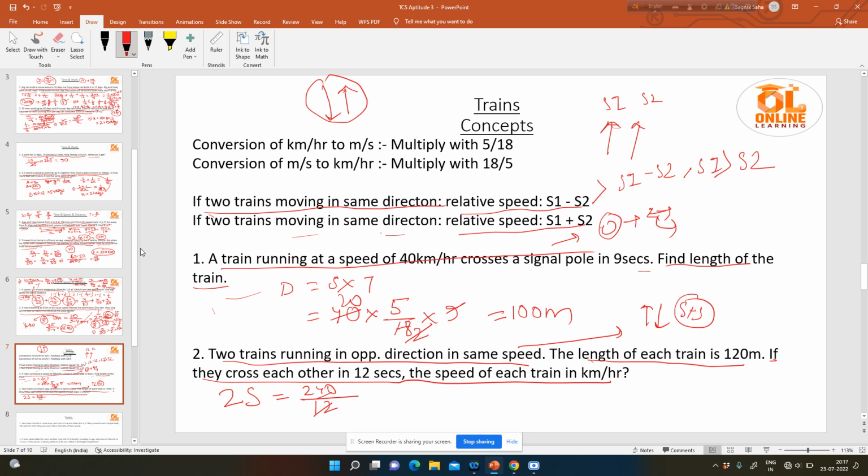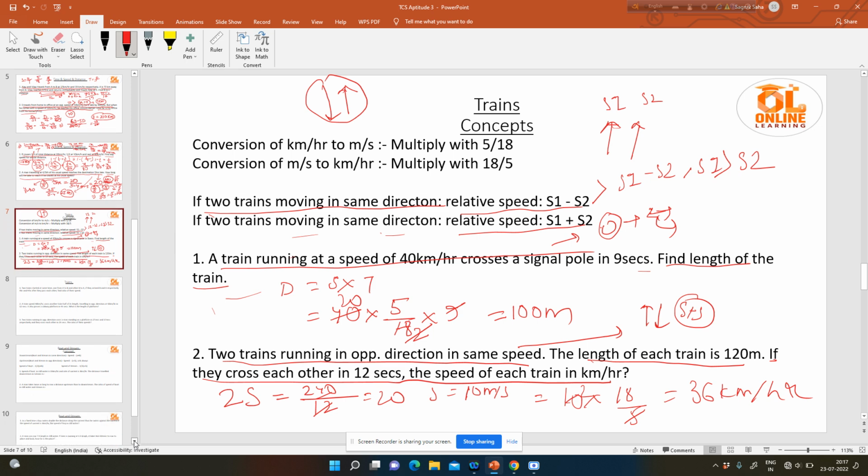So it would be 20. The speed of each train would be 10 meters per second. If we find it in kilometers per hour, we have to multiply by 18 by 5. So 5 twos are 10, and the speed of each train is 36 kilometers per hour. Yes, right? So let us move to the next question.